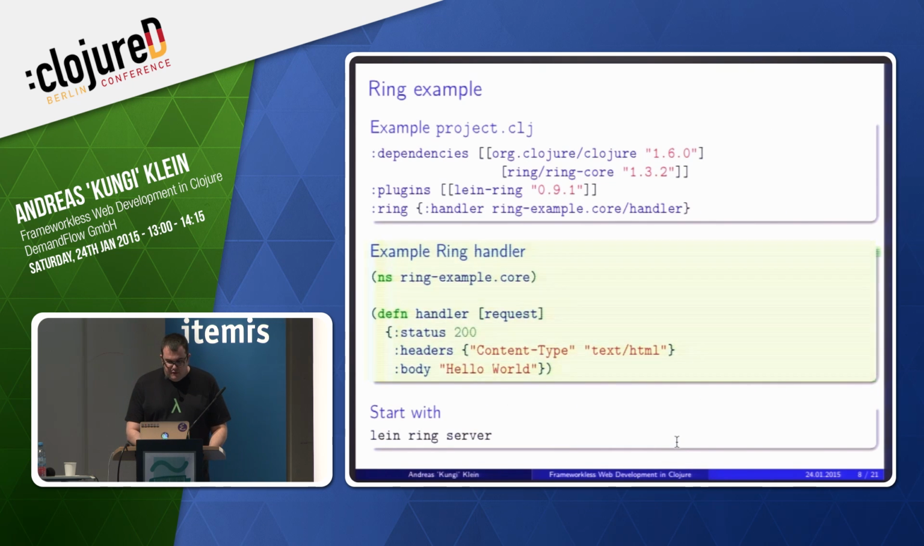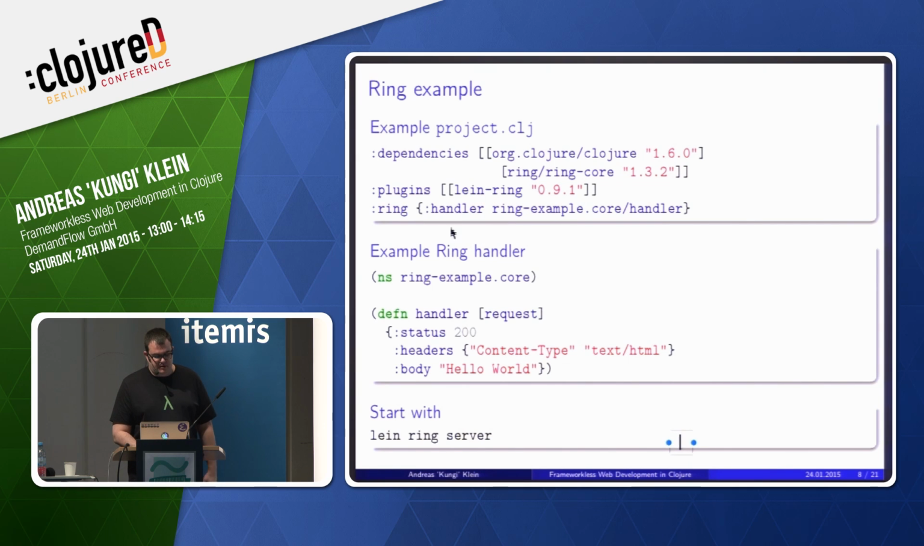So first, a little Ring example. How might you want to set up your example Ring project? It's quite easy. Use these dependencies here, for example, the ring-core dependency, and lein-ring to start your Ring application later.